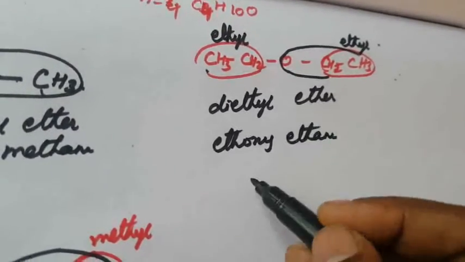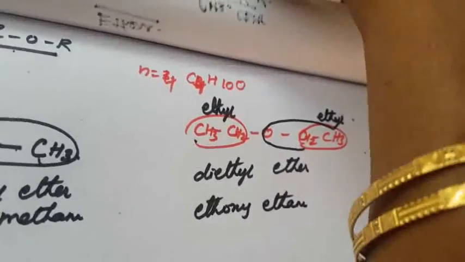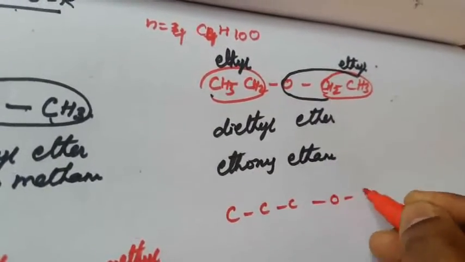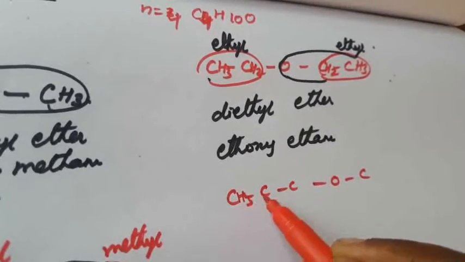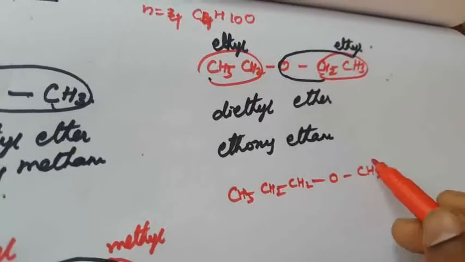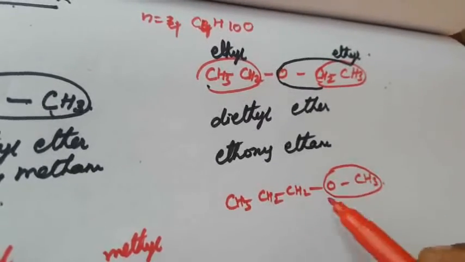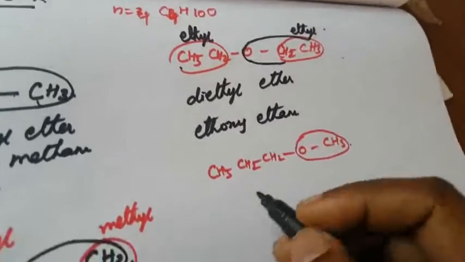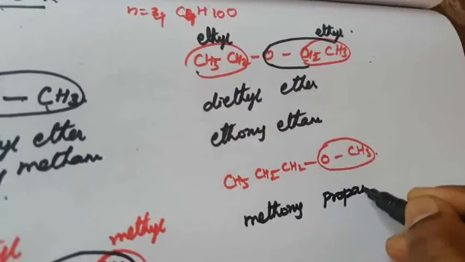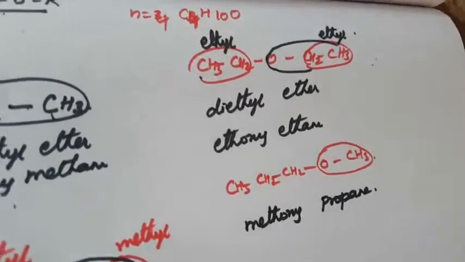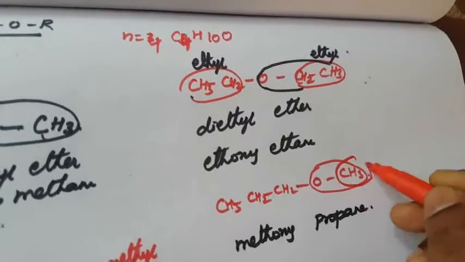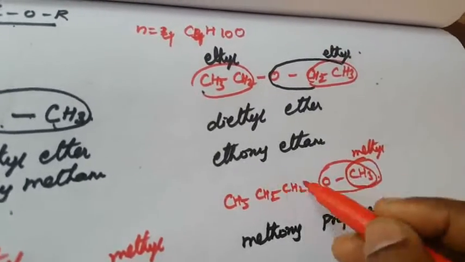One more structure is possible. How to write it? First, 3 carbons on one side and 1 carbon on the other side, again 4 carbons in total: CH3, O, CH2CH2CH3. This is called methoxypropane. So what is the common name? This is called methyl, and this is called propyl.